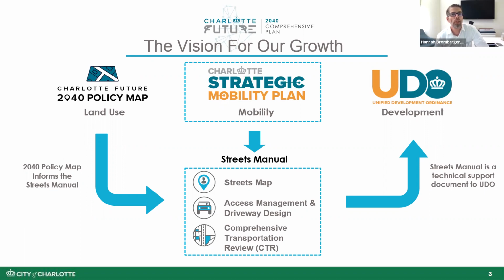What we want to talk about today is the Streets Manual, a key technical component of this work that helps make the connection between the 2040 policy map and the Unified Development Ordinance. There are some key guidelines and components that we're going to talk through today that help implement that vision in a more specific way. And so what I'll do now is turn it back over to the team to talk about the specifics of the Streets Manual.